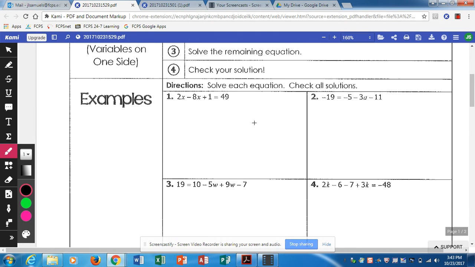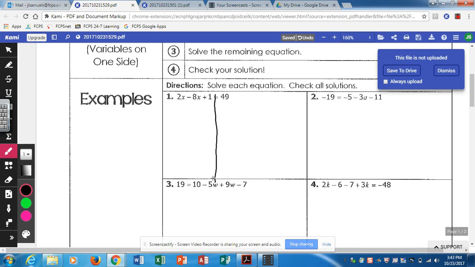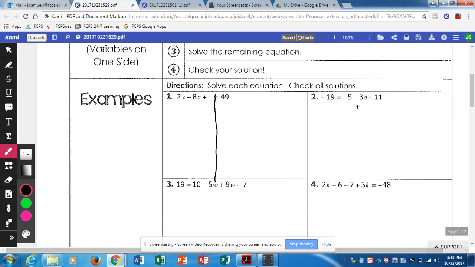So first things first, we have 2x minus 8x plus 1 equals 49. So just like always, the first step always is to tee it up. We got to tee it up first. So after we tee it up, we're going to follow our steps. We distribute if needed. Well, if you look in this problem, we don't have any distributive property. However, we can combine like terms.